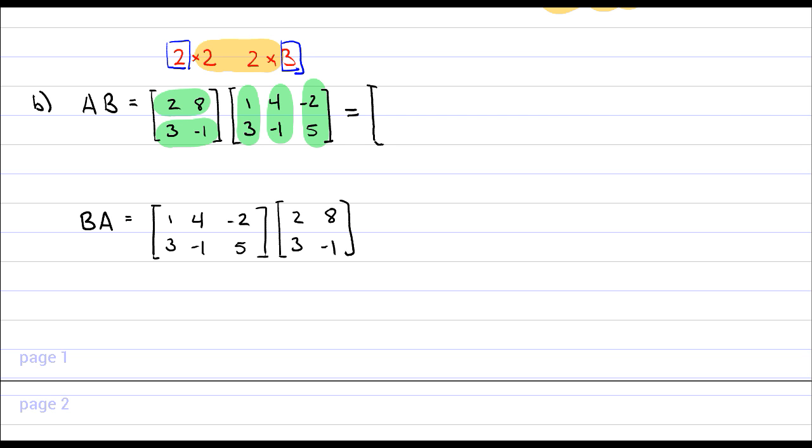Okay. So this first entry I'm going to calculate is in the first row and the first column. That means I need to use 2, 8 and multiply it by the vector 1, 3, or the column, let's say. So if I do that, I'm going to get 2 times 1 plus 3 times 8.